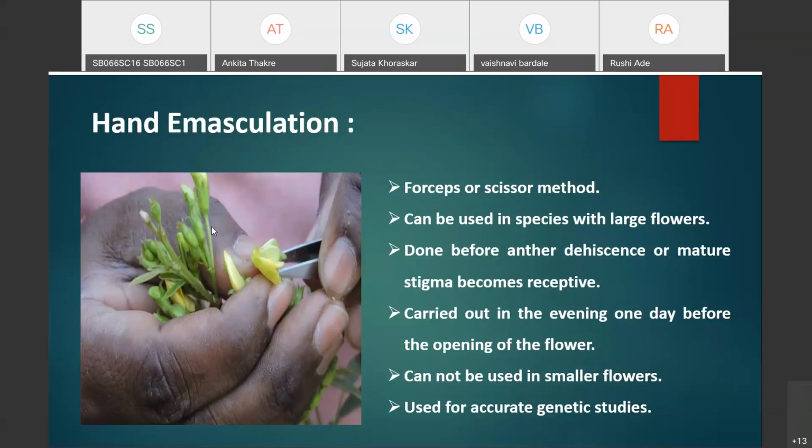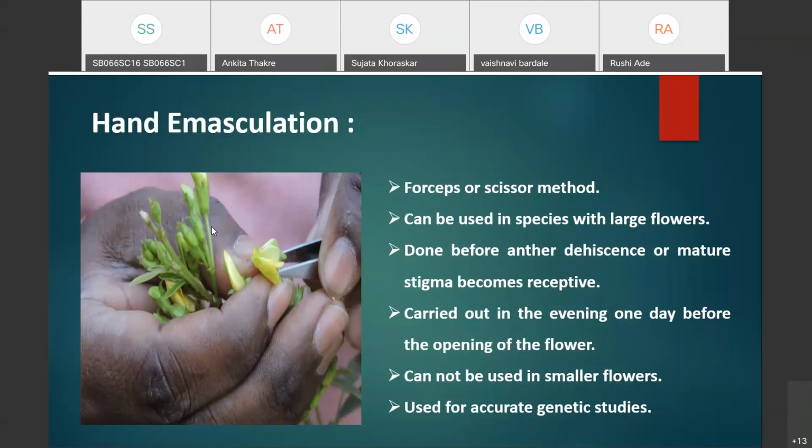Okay, that's why this method cannot be used in small sized flowers, and also when a large number of seeds are needed. But for accurate genetic studies, the hand emasculation method is used. It is desirable because in all other methods there may be some amount of self pollination that takes place.